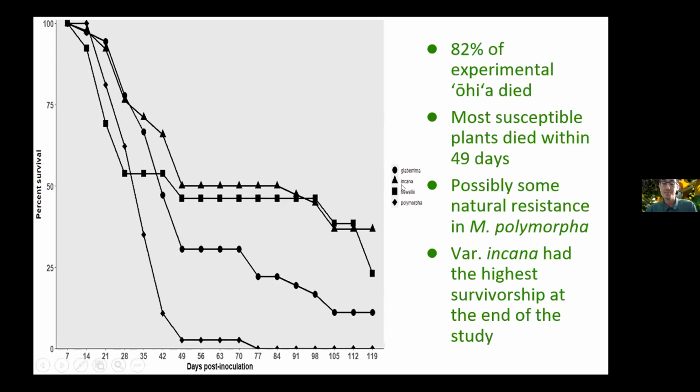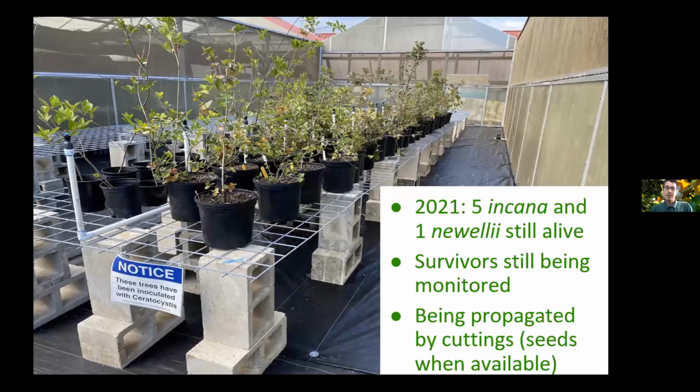I think we were all in the beginning expecting the worst, and it was really good to see that things survived. Particularly out of all of them, Encana did the best and had the highest survivorship, which was about 37% of them surviving at the end. And so as of today in 2021, we still have some hanging on. So things continue to die after that 17-week process, but we still have about 5 Encana left and 1 Nuelii still alive. And that 1 Nuelii, I think, is a hybrid between an Encana and a Nuelii, because it doesn't look exactly pure Nuelii. And plus they co-occur anyway out in nature, and so it wouldn't be surprising at all.